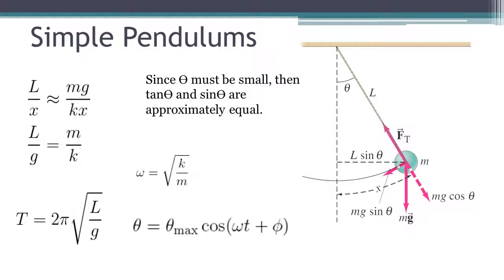Also, if we want an equation for theta that satisfies its position in simple harmonic motion, we can get that theta is equal to the maximum theta that the pendulum swings to times the cosine of omega t plus phi, phi being a phase constant, which is basically the original angle that the pendulum starts at.